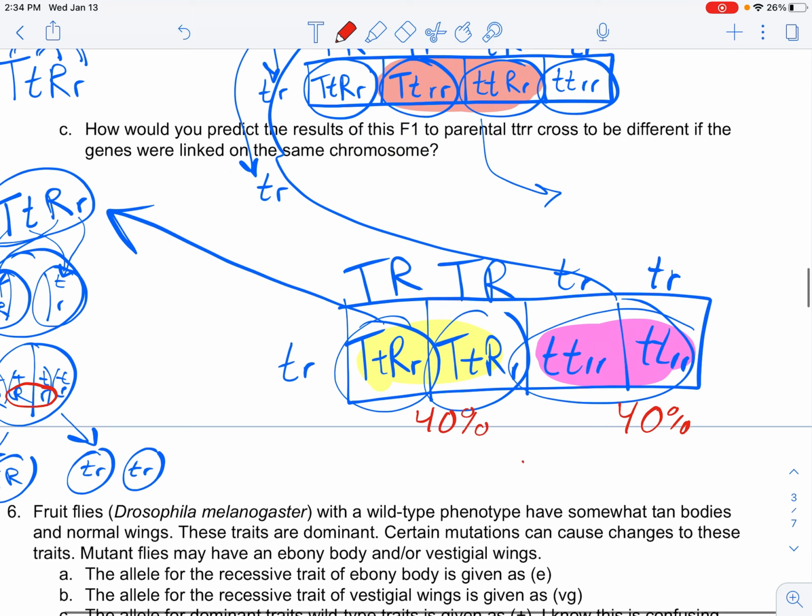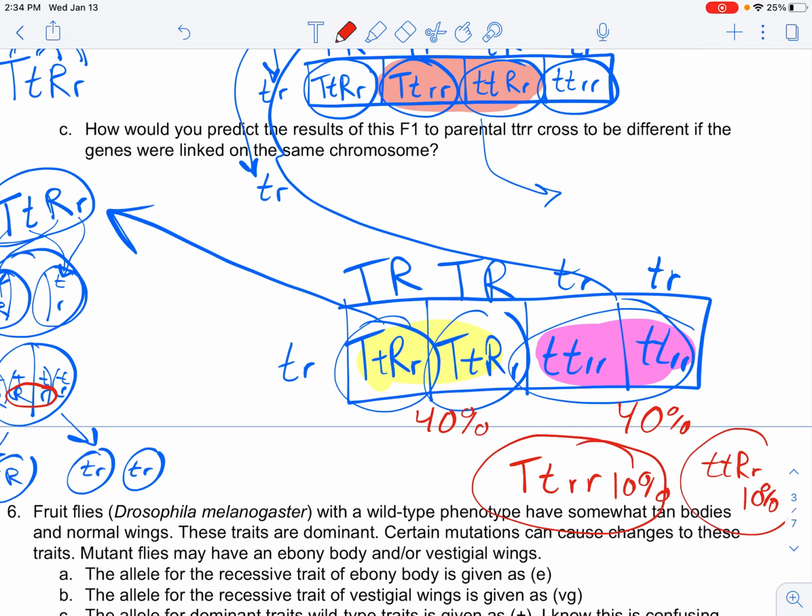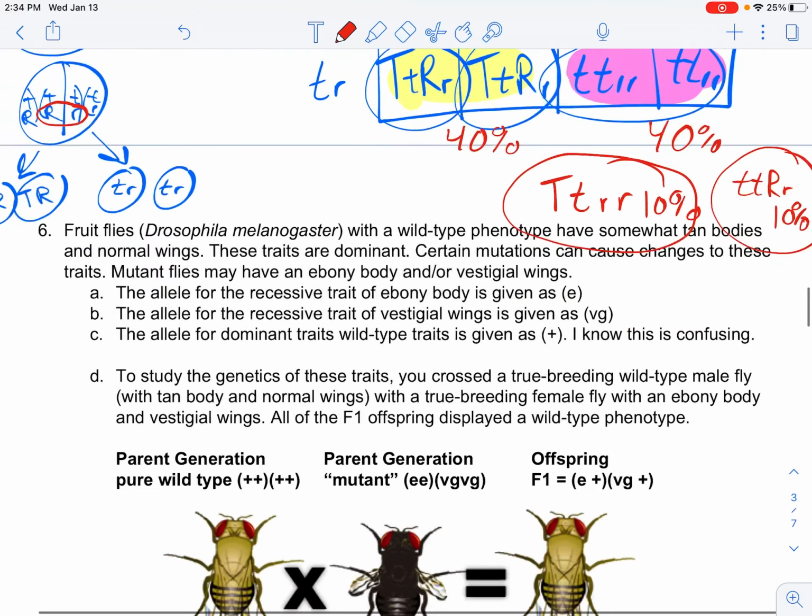But then you might still get some of these other ones where you have big T, little r. You might get like 10% of those. Or little t, big R, little r. You might get like 10% of those, again, as a result of crossing over. Those are called recombinant phenotypes, okay? Because they have to have been the result of crossing over events if these genes are on the same chromosome. So those, again, are called recombinant phenotypes.